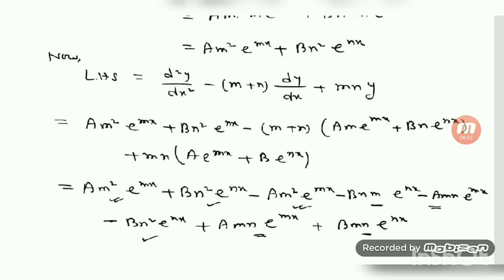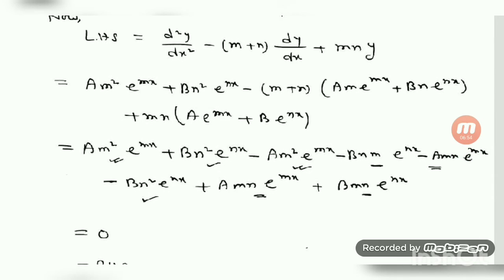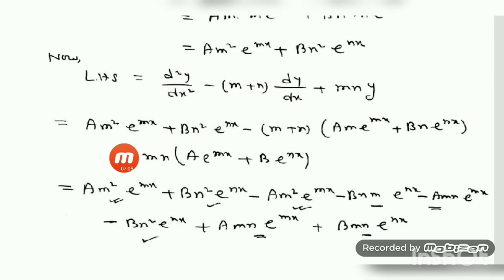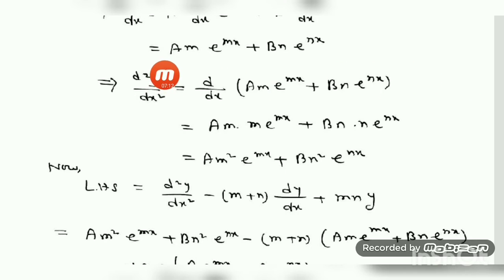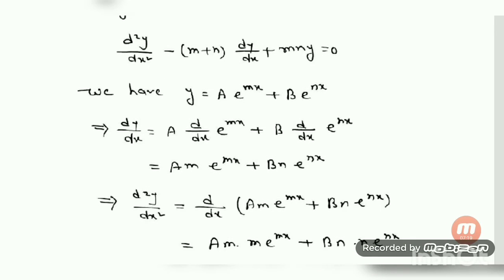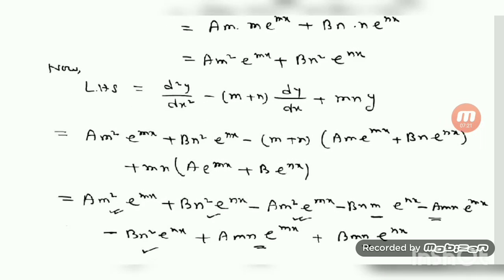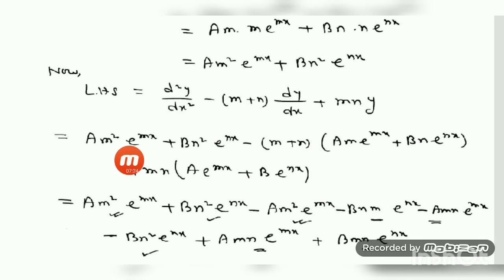So I am writing the left hand side first. This is your left hand side: d2y/dx2 minus (m plus n) dy/dx plus mn y. Let us substitute all the values, d2y/dx2, dy/dx and y. The d2y/dx2 value we know, this is equal to what? A m square e to the power mx plus b n square e to the power nx, minus (m plus n), keep it as it is, dy/dx. Let us see here what is the value of dy/dx: am e to the power mx plus bn e to the power nx, so substituted. Then plus mn, y. What is y? Y is a e to the power mx plus b e to the power nx, so let us substitute this one.